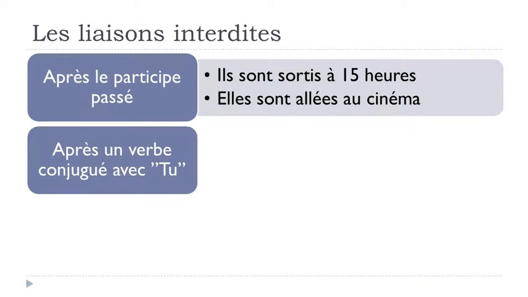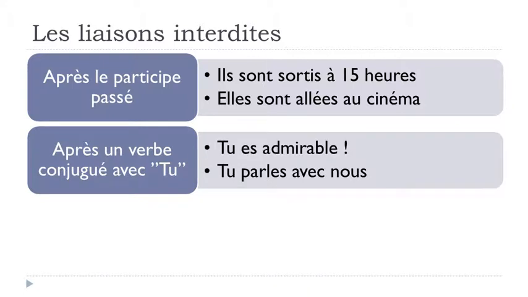And then, well, a quite important thing as well. Après un verbe conjugué avec tu. Many persons sent me messages regarding this thing when I do conjugation and when I conjugate the verbs. They say that, you know, it's quite strange because you don't make the liaison when it's for tu.